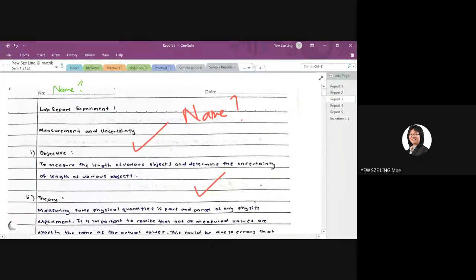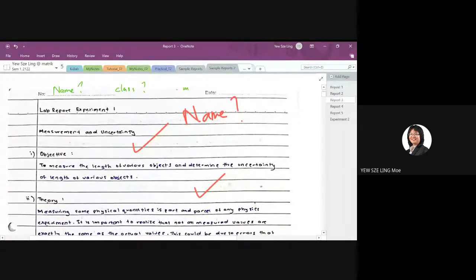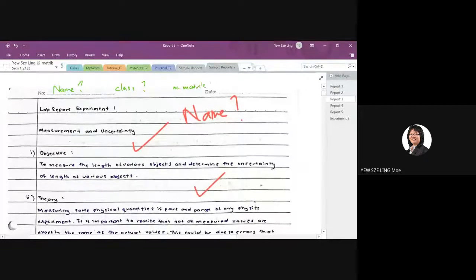And then class also missing. Matrix number also missing. So all this information is missing. How am I going to know this report belongs to who, right? So report 1 now got a title. And then got an objective.